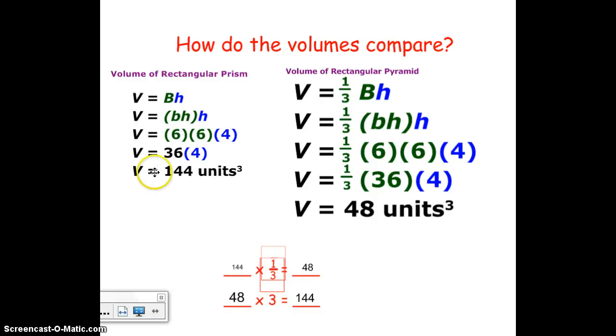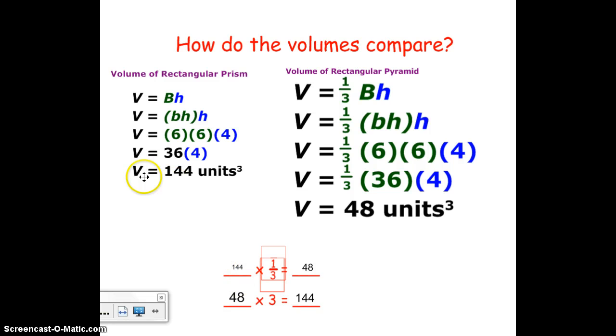So how do our volumes compare? The volume of a rectangular prism and the volume of a rectangular pyramid both have the area of the base times the height. On the pyramid, we have to take 1/3 of the volume. So as you can see, the area of the base times the height is the same on both of them. We take 36 divided by 3 and multiply by 4 to get 48. And here we just take the area of the base times the height.